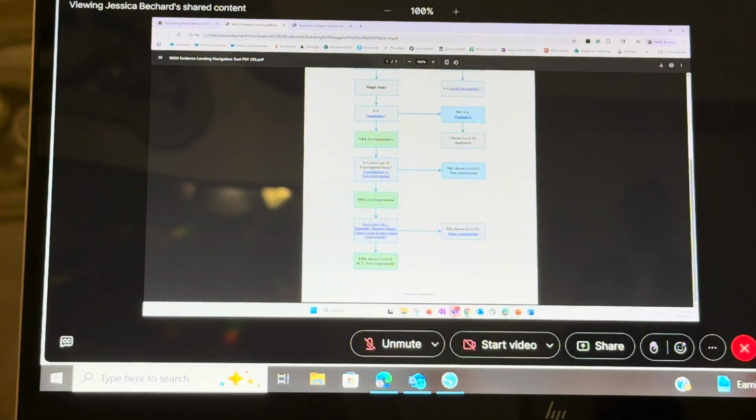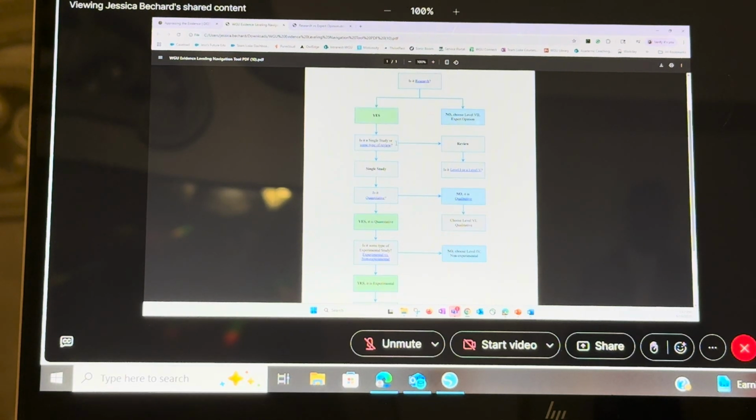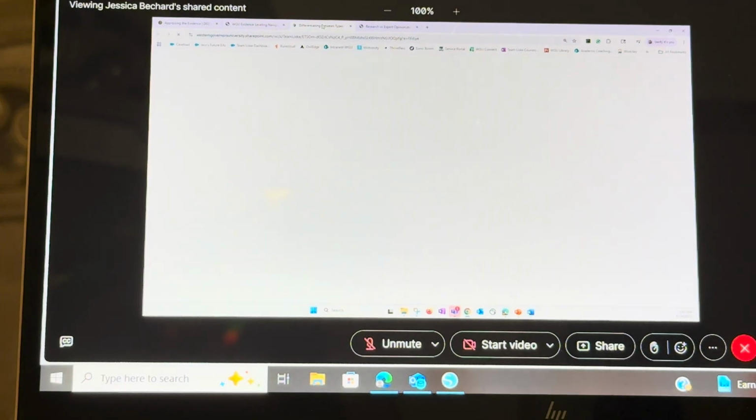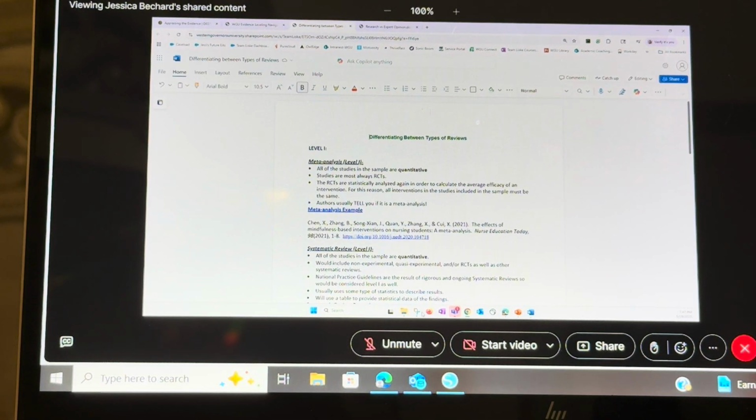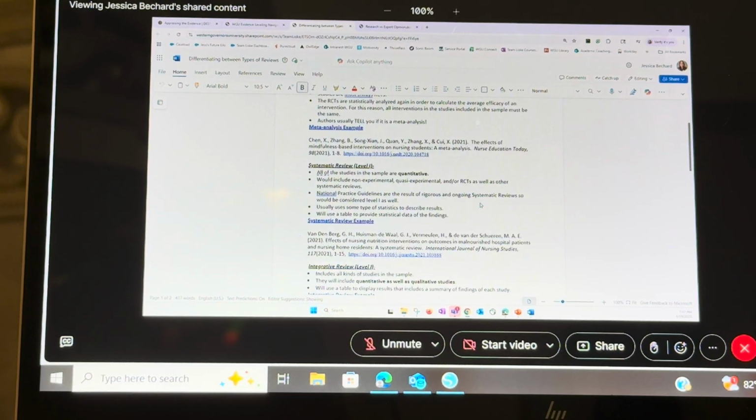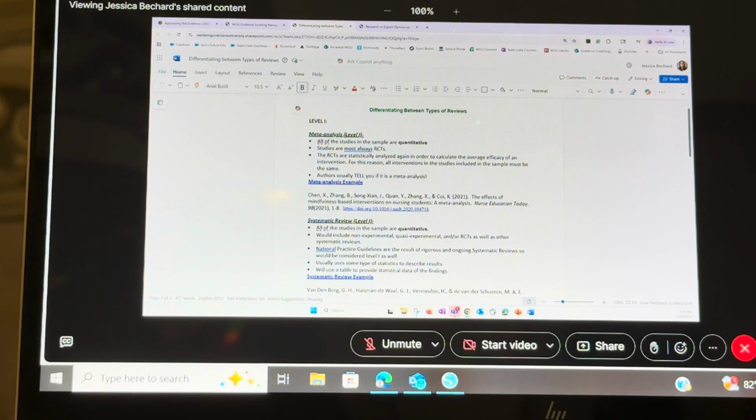Now, our next question is, of course, is it a single study or some type of review? And of course, we're going to go with a review. So, is it a level 1 or a level 5? That's what we have to differentiate between next. So, when you go to our types of reviews here, it's going to give you the differences between all of our level 1s. And so our level 1s include a meta-analysis. Usually meta-analyses are all quantitative articles and usually are always randomized controlled trials.